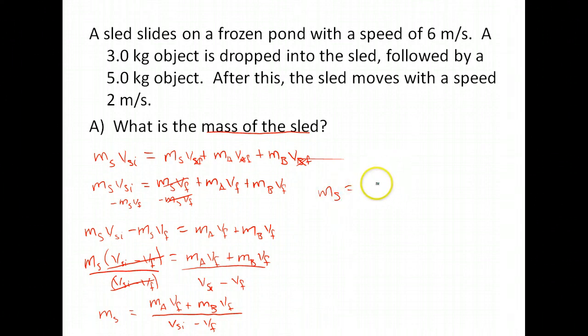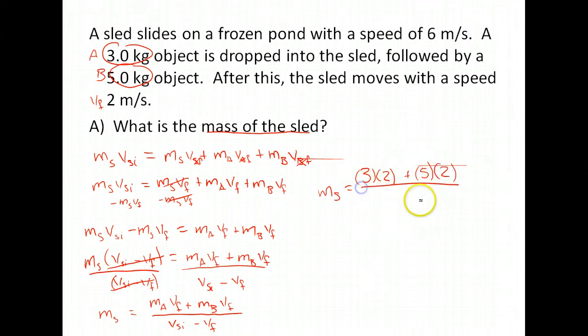So the mass of that first object that was dropped down, here's our object A, and then here's object B. So here's A, here's B. Okay, so the mass of A was 3, and the final velocity is given to us right here. It would be 2, so 3 times 2 plus 5 times 2 over 6, which is the initial velocity of the sled, minus the final velocity of the sled, 2.